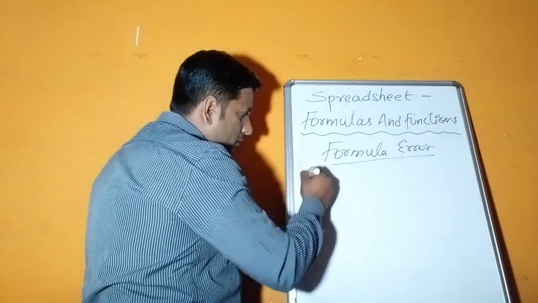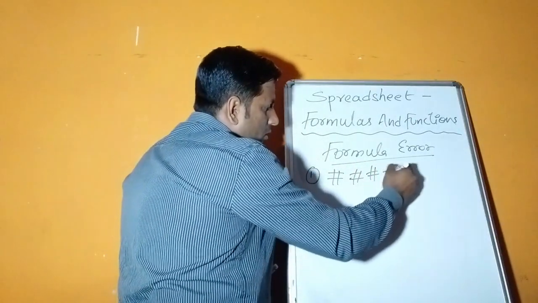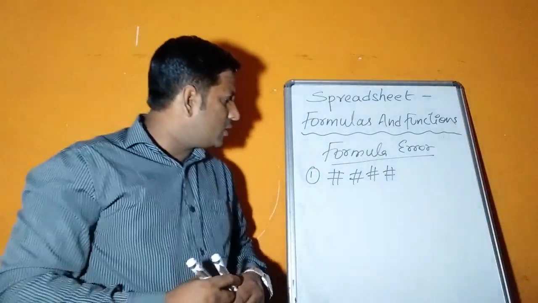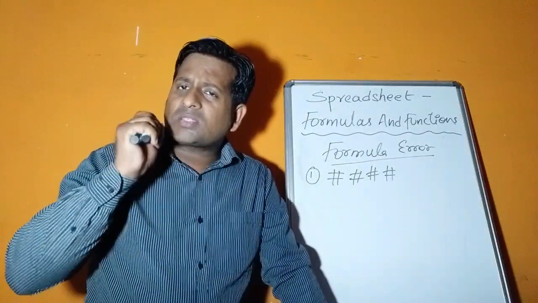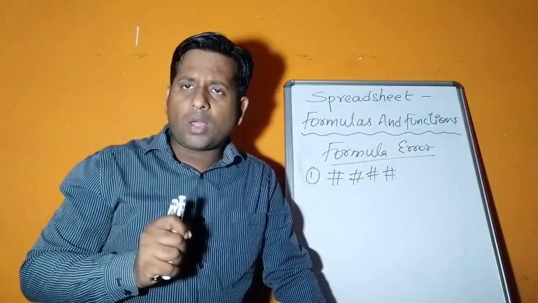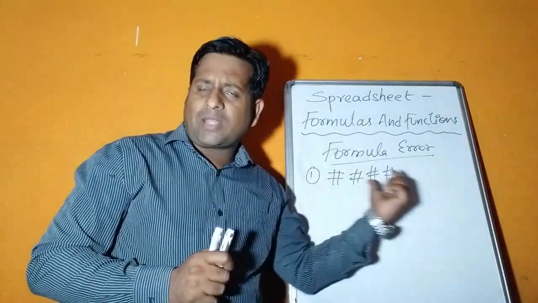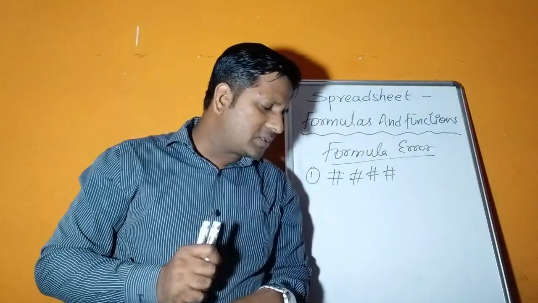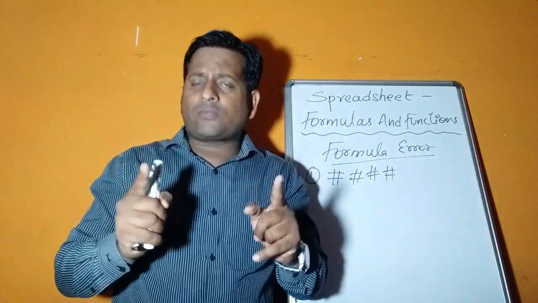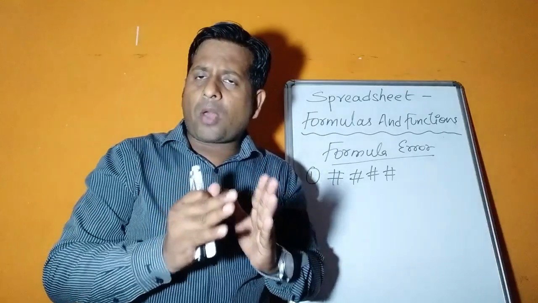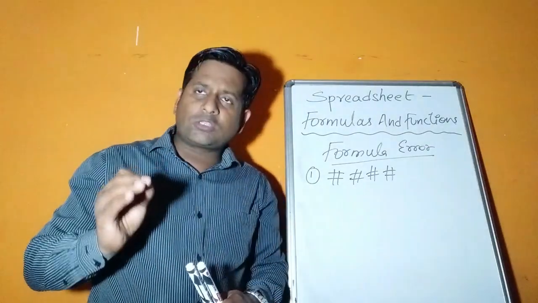Number one: sometimes when you write a formula, you get a hash symbol, like four hash symbols. This means there is some error detected by the spreadsheet when you used the formula, and it has a special meaning. Whenever you get four hash symbols, it means the column is not wide enough to fit. The width of the column is small, not enough for the formula, so you need to extend the width. The column is not wide enough to display the numbers.